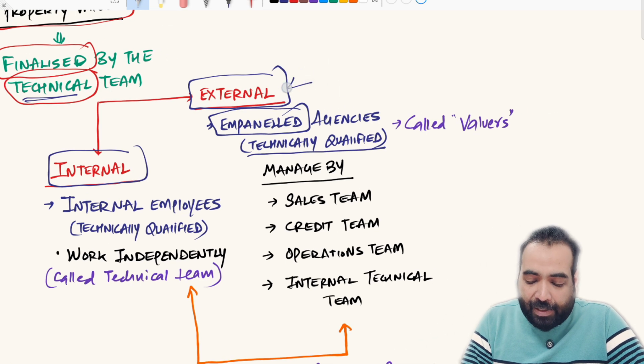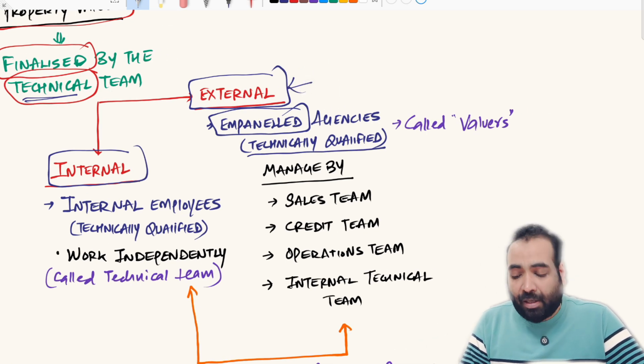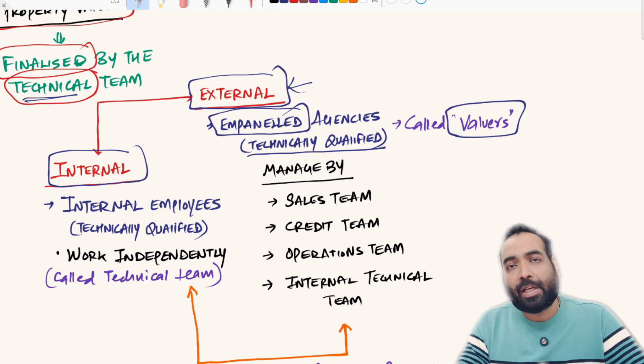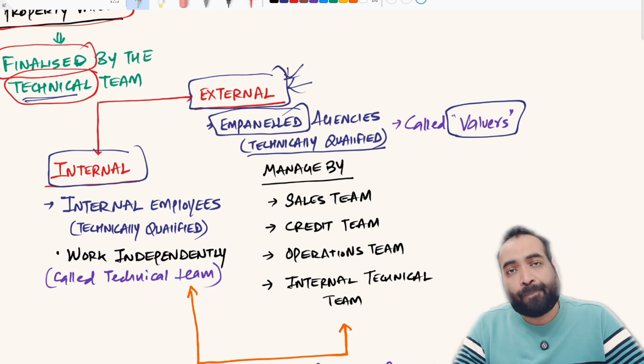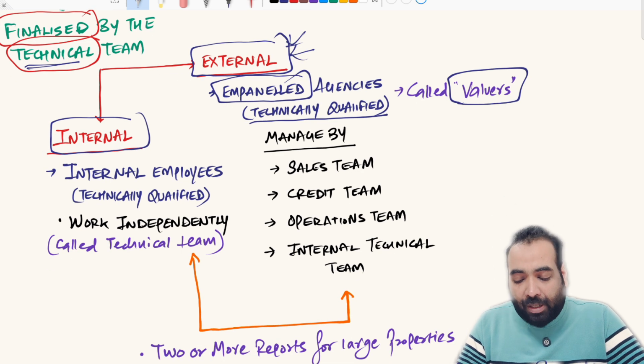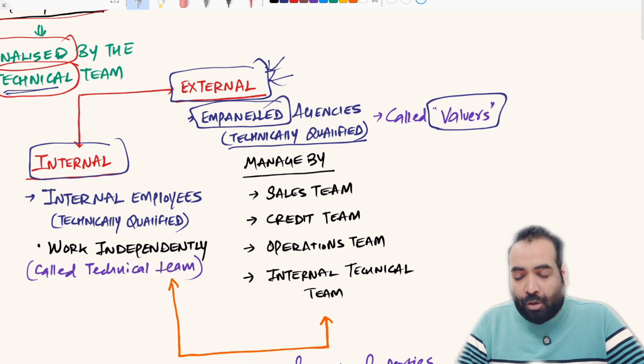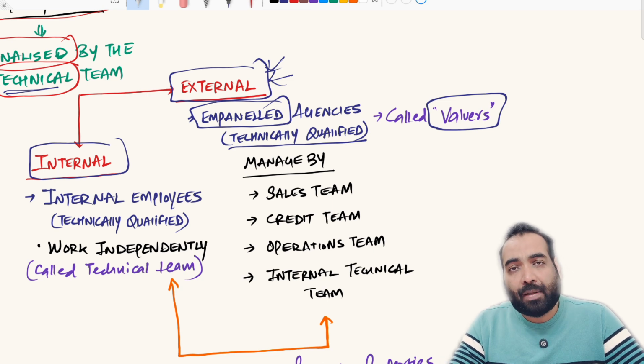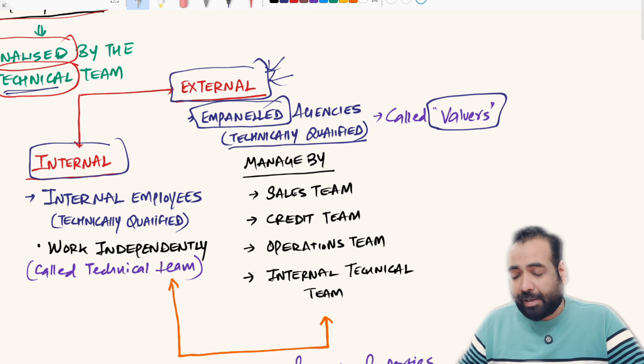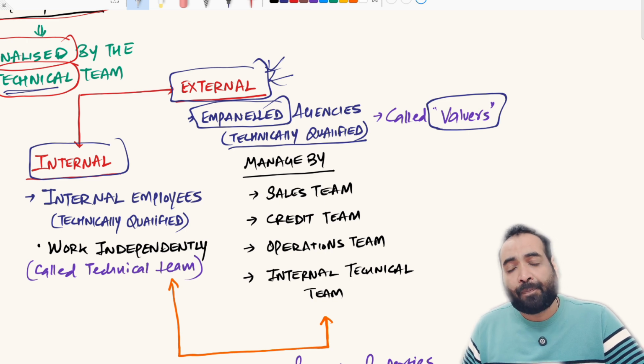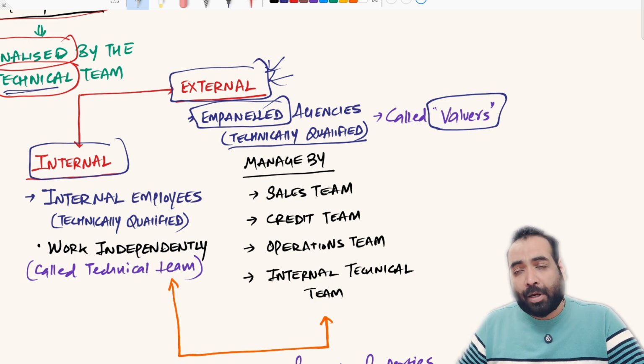So these external agencies, in common terms, are called the valuers. In banks, you will see every employee using the term valuer for these external agencies, right? Now the question is, who manages this team? This is an empaneled team, external to the bank, and there is another team, the bank staff. So who actually controls them?